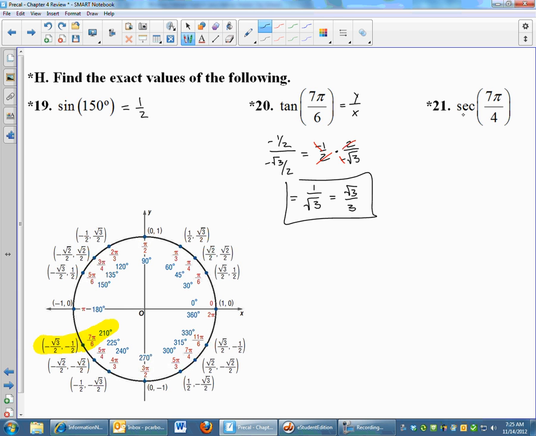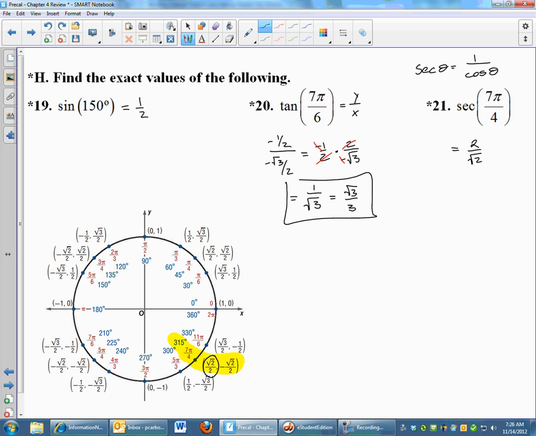Let's see, number 21, the secant of 7 pi over 4. Okay, well, let's find 7 pi over 4. Let me erase this. We're through with this one. 7 pi over 4, that's right here at 315 degrees. And so we have to remember what secant means. Secant is the reciprocal of cosine. So it's 1 over cosine. Cosine is the x-coordinate, so we're looking at root 2 over 2. And secant is the reciprocal of that. You simply flip it. So root 2 over 2 flipped turns into 2 over the square root of 2.